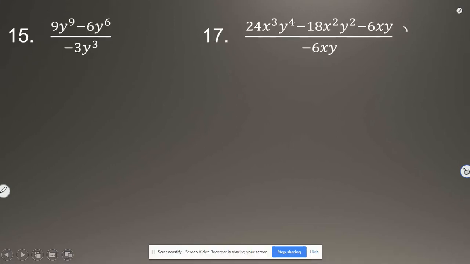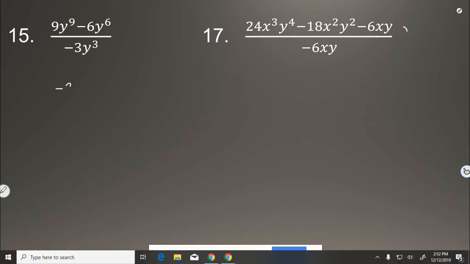we have now a binomial divided by a monomial. And the only way this works is if each of the factors in the numerator are divisible by the denominator. Otherwise, this method is not going to work. So we have 9 divided by negative 3 gives us negative 3, and y to the 9th over y to the 3rd is y to the 6th. Then plus, because we have a negative over a negative, 6 divided by 3 is 2. Y to the 6th over y to the 3rd is y to the 3rd, subtracting the exponents.